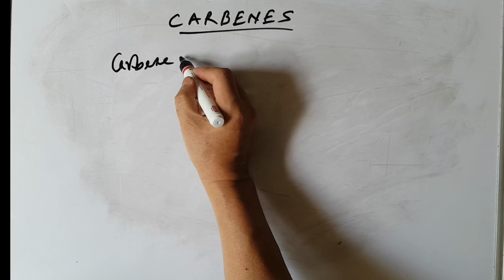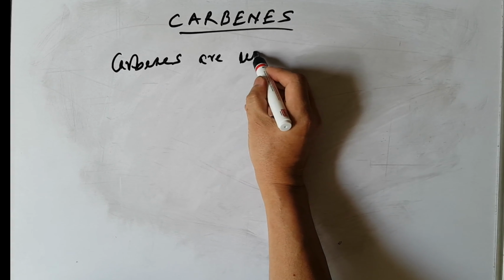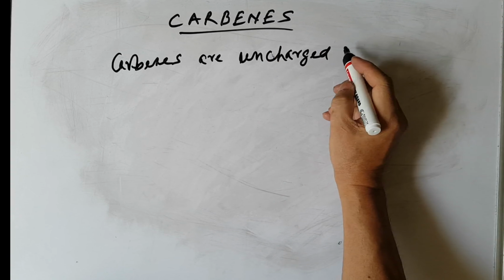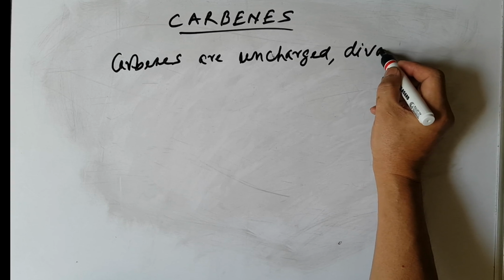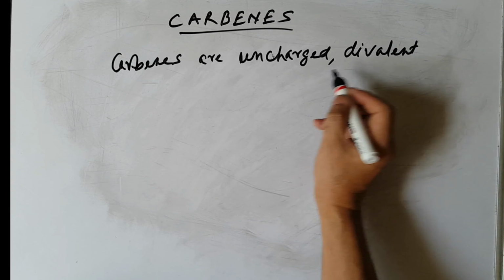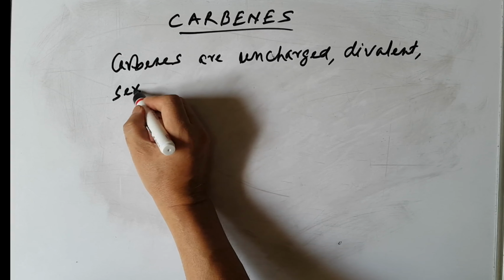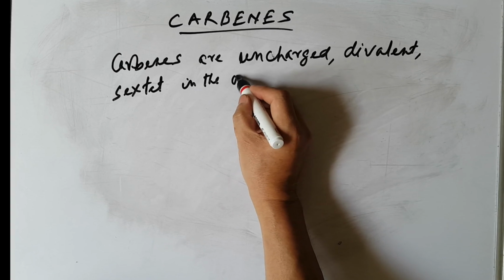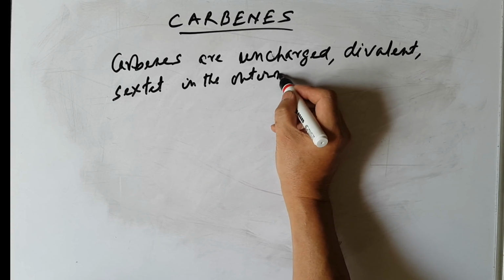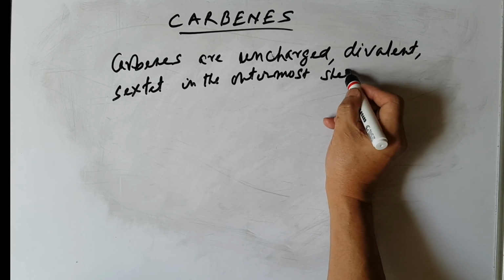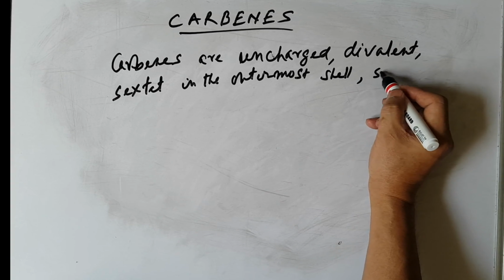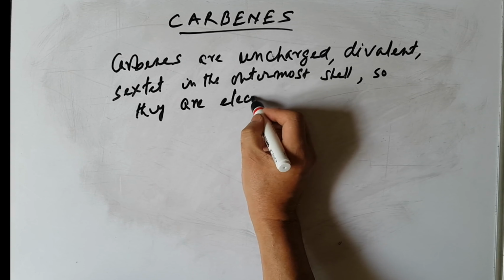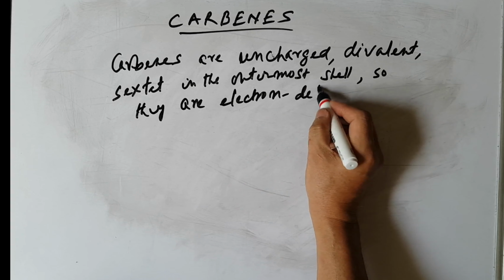Carbenes are generally uncharged divalent species, divalent having two valence electrons, divalent sextet species, sextet in the outermost shell. That is, they have six electrons in the outermost shell. So they are electron deficient species.